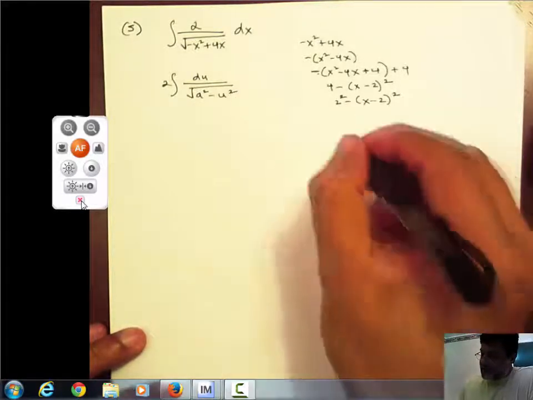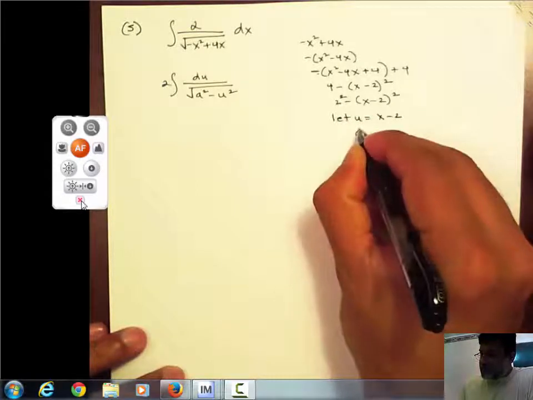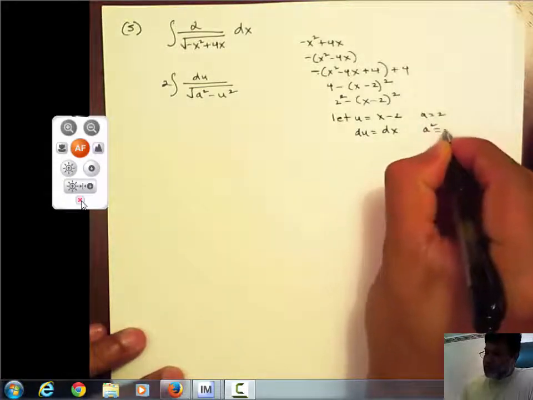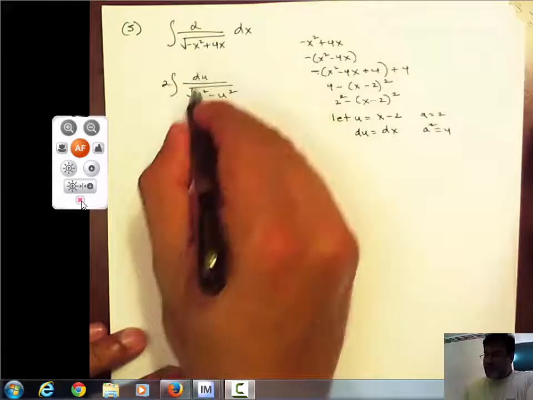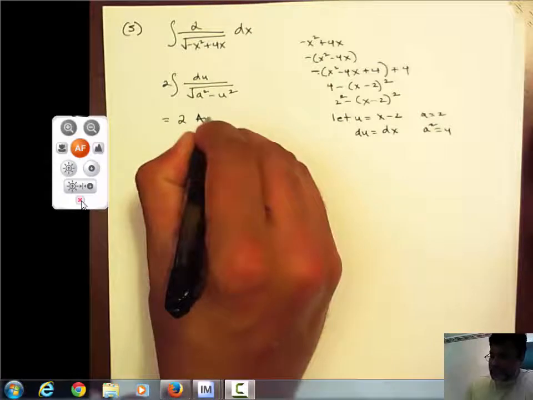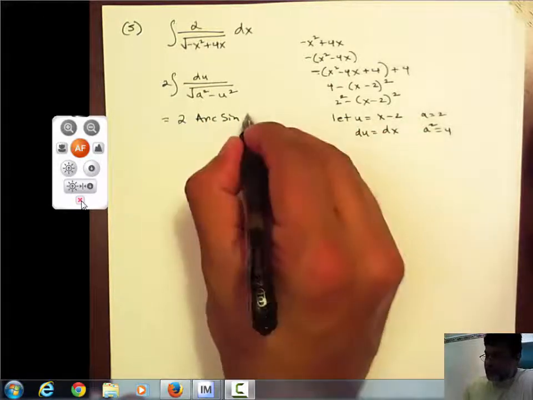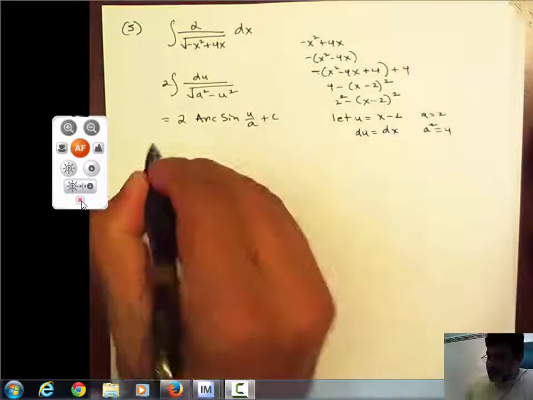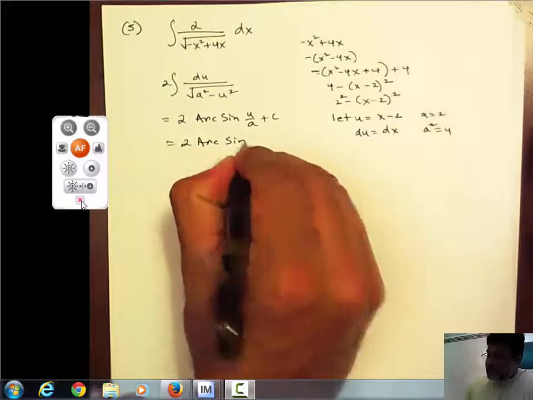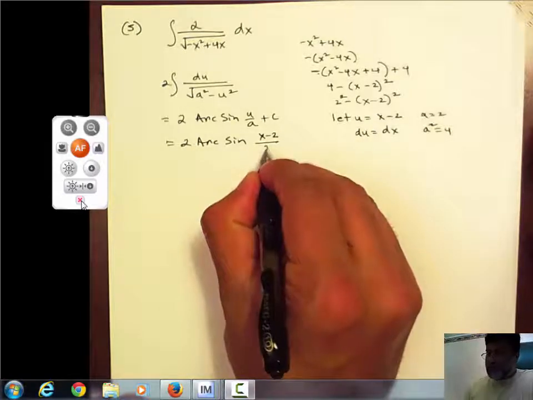So here let u be x minus 2, du will be dx. If a is 2, then a squared is 4. So you see from here I got to here. And this is nothing but arcsine. Right, so it's arcsine u over a plus c because it's indefinite. And then my u is x minus 2. And my a is 2. And I'm done.